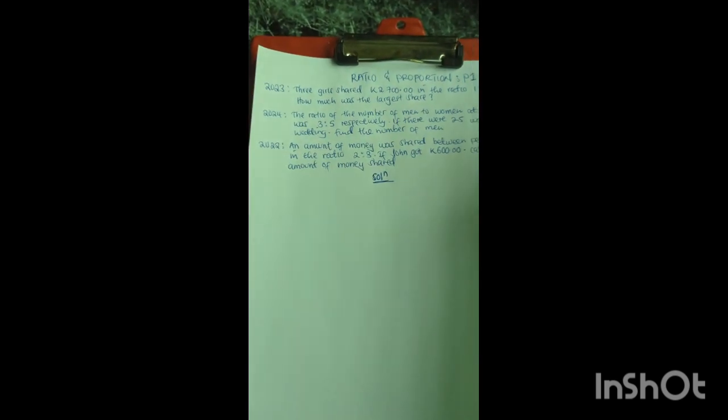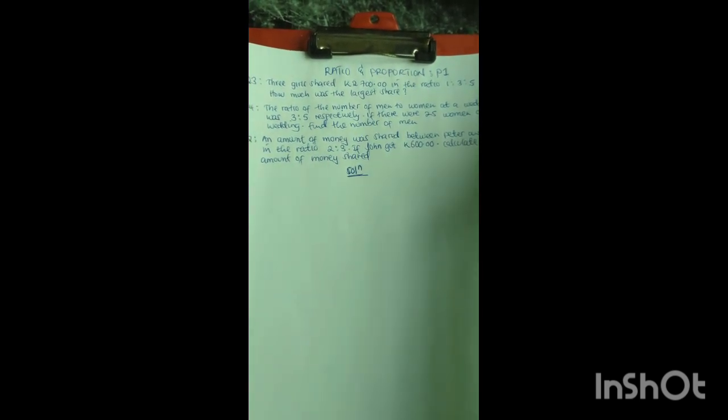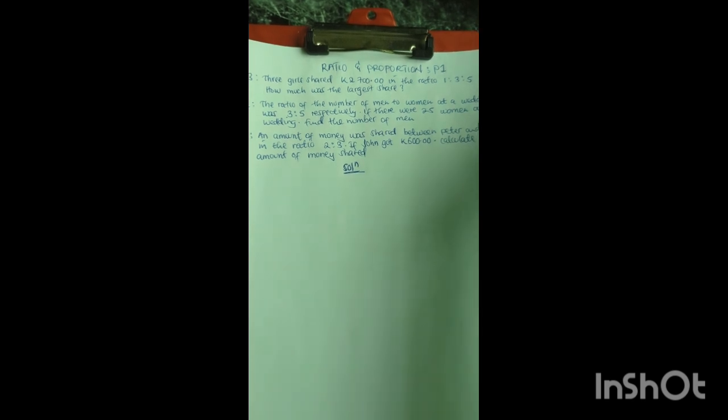Hi students, in this tutorial we are going to learn how to solve questions on ratio and proportions. These questions come in paper 1, section B in particular. Sometimes they do come under section A, but rarely. Most times they come under section B.